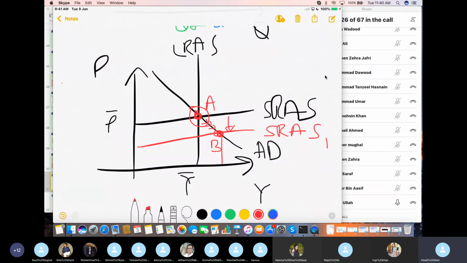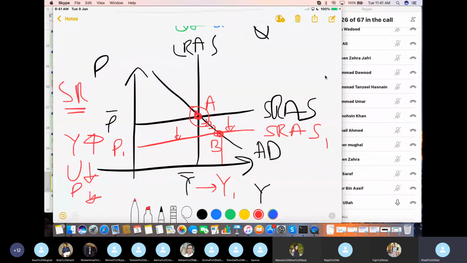What is happening at point B? In the short run, your GDP is increasing. Since GDP is increasing, unemployment will go down. And what's happening to price levels? Price levels, which were at P bar, are now at P1. They have gone down. Prices have gone down as well. So GDP has improved. Price levels have gone down.